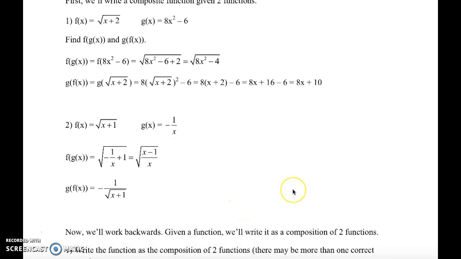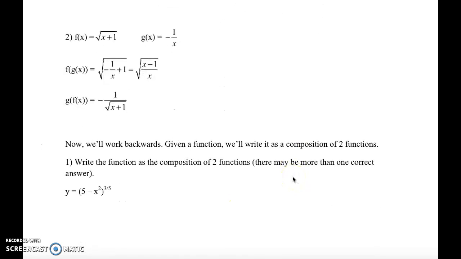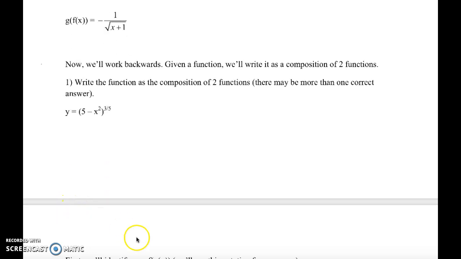All right. And now we're going to go ahead and work backwards. So we're going to be given functions, and we're going to find it as a composition of two different functions. And mind you, there's several ways to do this. There's not only one correct answer to this. But here, if I have y is equal to (5 minus x squared) quantity to the 3/5 power, generally I want to go ahead and identify these as f of x and as g of x.